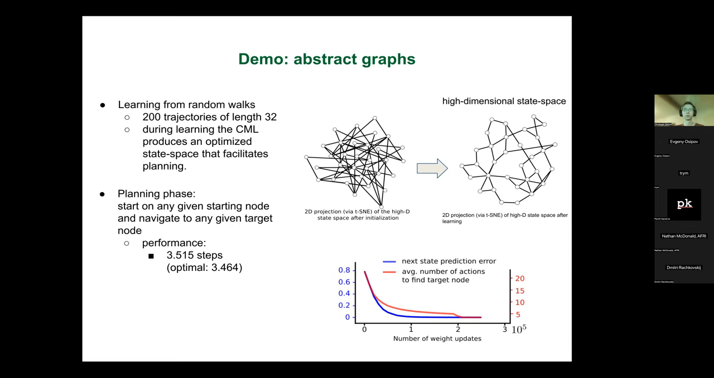And here you can also see the relation between the next state prediction and the average number of actions that are required to find the target node. And one can see the better the predictions get, the fewer actions are required to find the target node, or the shorter the trajectories are that the CML can find.